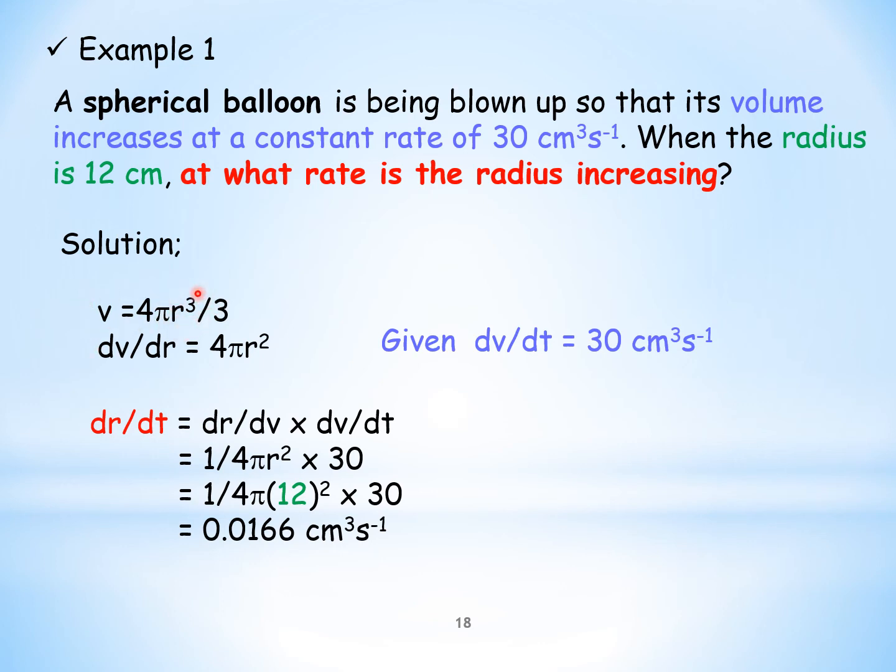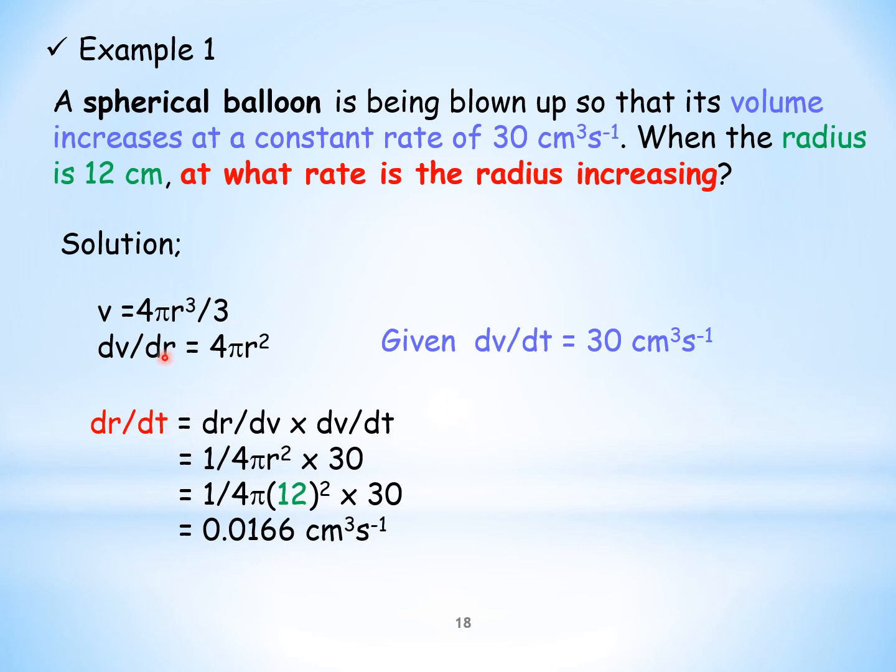So now we're going to differentiate this. You get 4πr². Now, given that dV/dt is 30 cm³ per second, how do we know this? Here, it's given that volume increases at a constant rate. So volume V, constant rate means with respect to t, dt. dV/dt is this.